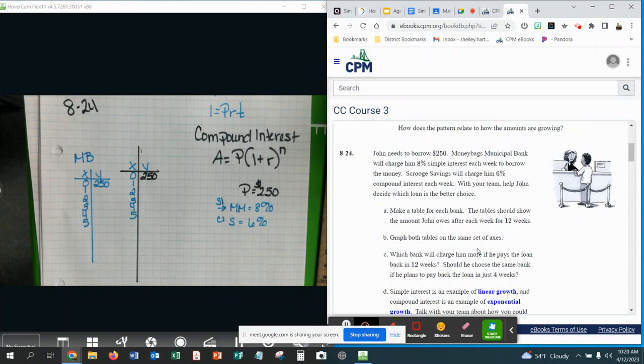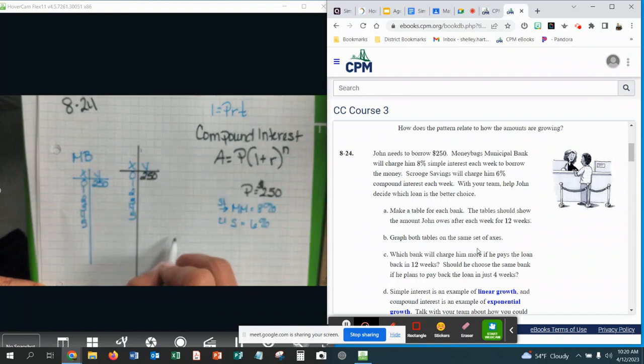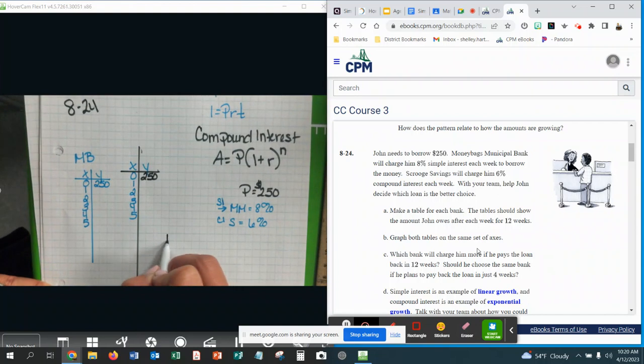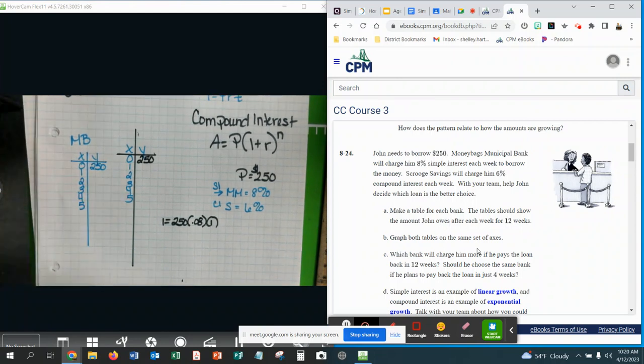All right. So in our simple interest for the first week, for the 8% interest they want to charge us, we need to set it up. So for the interest equals principal, we're going to go interest equals principal, which is $250, times 0.08 times 1. Just like that. So we can get the interest that we're going to have for a week.